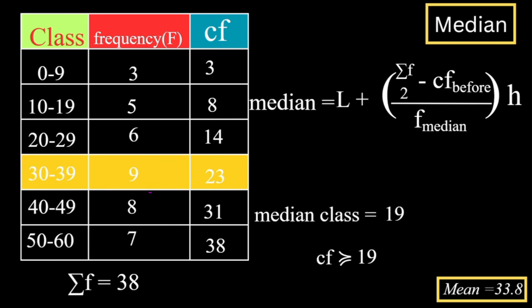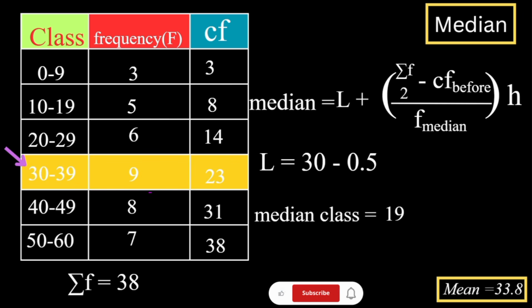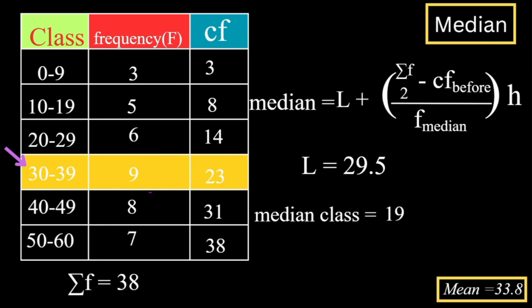Now let us get L. L is basically the lower limit in the highlighted region. For our case, it is 30. But you notice that between 29 and 30, there is a difference of 1. To cater for that difference, we normally divide 1 by 2 to get 0.5. So for the lower limit, we normally subtract 0.5. And for the upper limit, we normally add 0.5. From 30 we get 29.5.